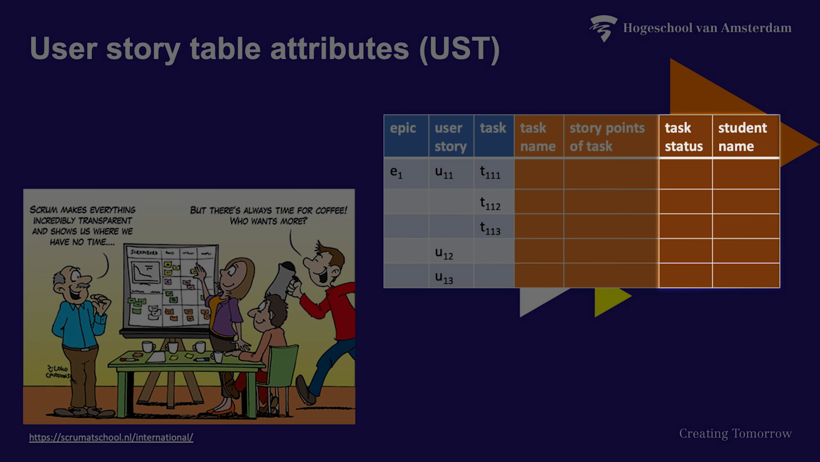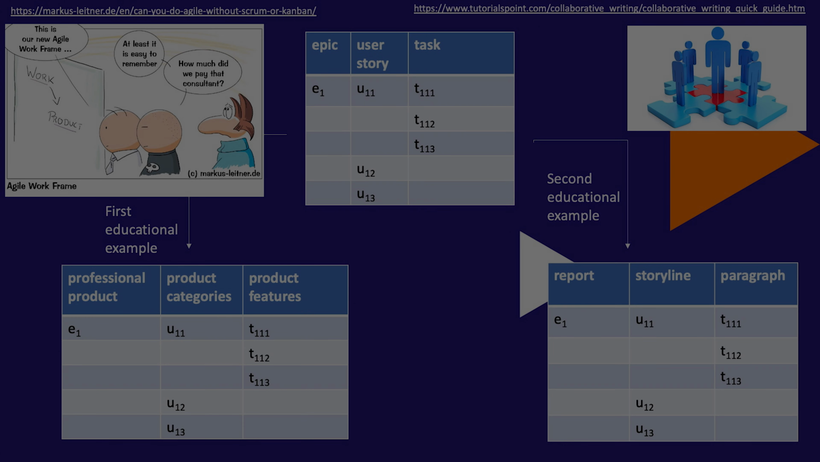In brown, you see personal student attributes. The task status refers to the command to do, doing, done on Scrum boards. And the student's name is needed to know who's doing what. Lastly, the user story table, adapted to education.